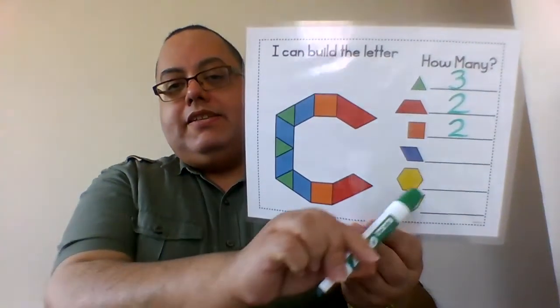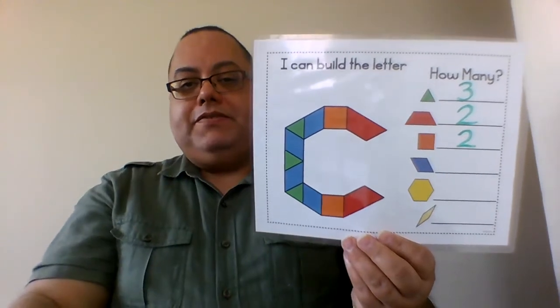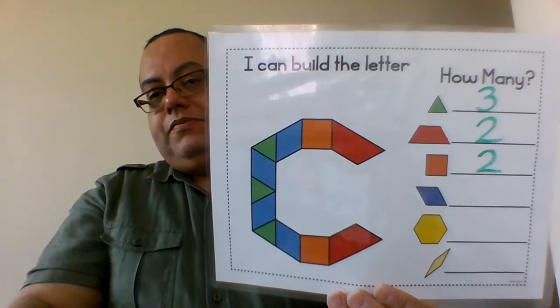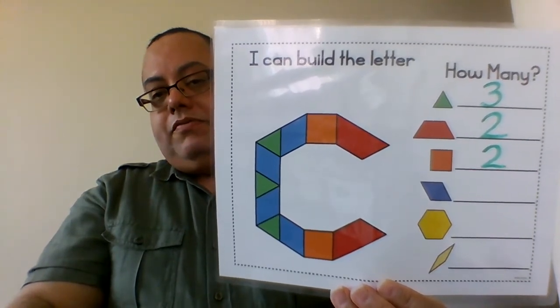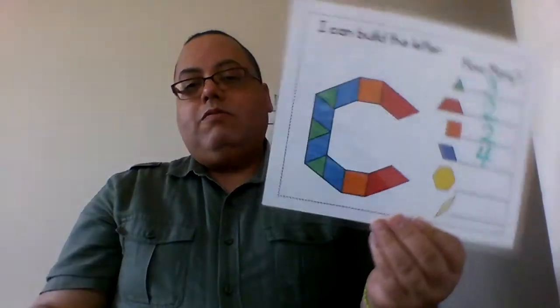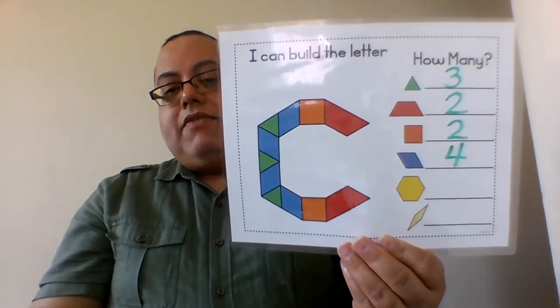The next one is the blue rhombus. How many rhombuses do you see there? In blue. You are correct. It is 4. So down and across and down once more. That's the way to make a 4. Do I have any hexagons? No. Do I have any beige trapezoids? I mean, not trapezoid, rhombus. No. So those begin with 0.